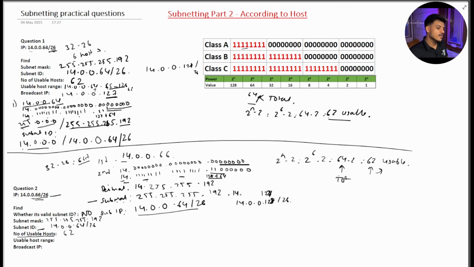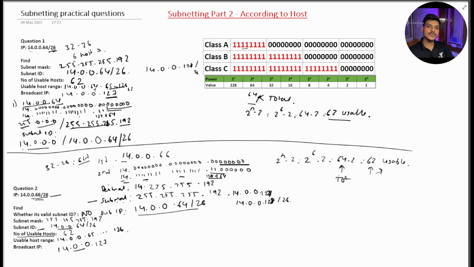Which will be 14.0.0.127. So this IP basically is the last IP, which is also known as the broadcast IP. So we found the broadcast IP first, that is 14.0.0.127. Okay, so what will be the actual usable host range? The IP range is between the network or subnet ID and this broadcast IP. So it will range from 14.0.0.65, and it will range till 126. So this is the usable host range.